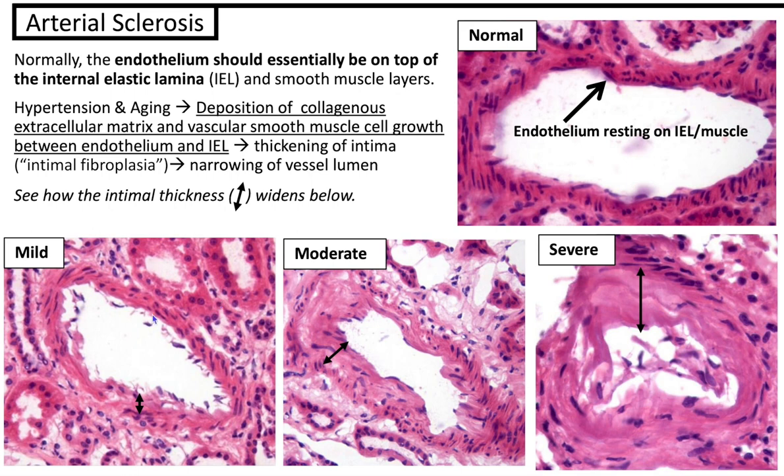lumen. And let's see how the intimal thickness increases based on the severity of arterial sclerosis. This is mild, this is moderate. So here are the internal elastic lamina and the endothelium. And this is severe. Again, endothelium, internal elastic lamina.